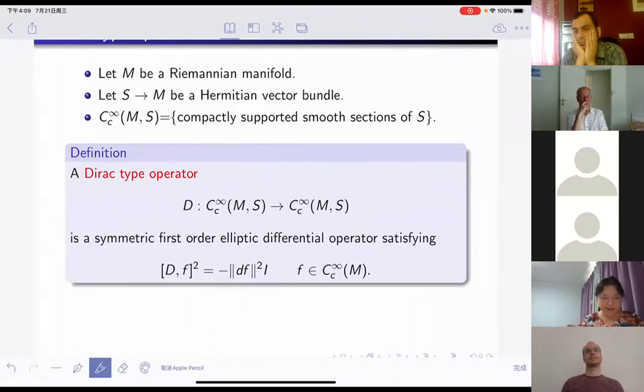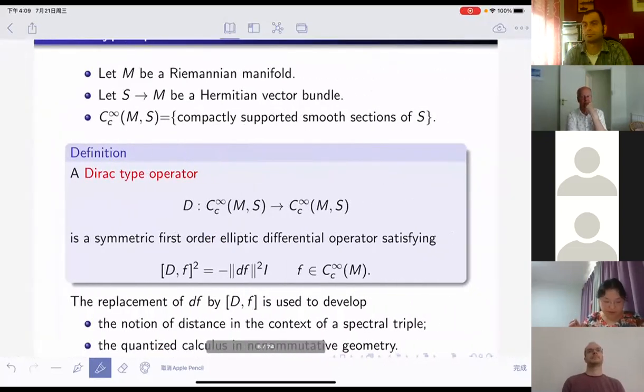The identity says that the commutator of this first order elliptic differential operator with a smooth compactly supported function f on M, the square of that is equal to minus the norm of the differential of this function. So this last equality can be thought as a replacement of the differential of a function by the commutator of a function with this operator. And this appears a lot.